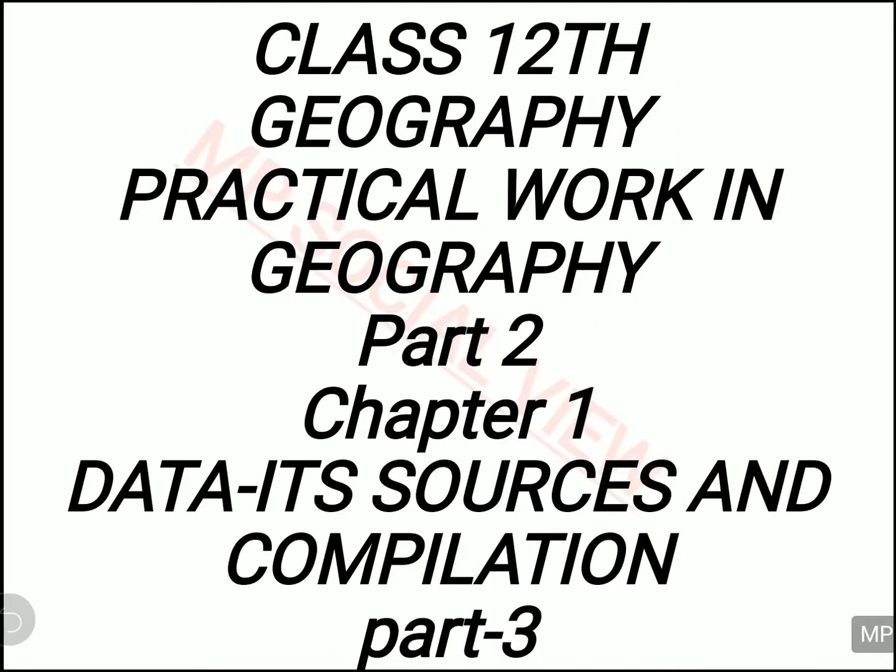Today I am going to take class 12 geography practical work. The book name is Practical Work in Geography Part 2. It is called Part 2 because Part 1 we have discussed in the practical book of class 11. So this is chapter 1 from this book, and the name of the chapter is Data, its Sources and Compilation, and this is part 3 of this first chapter. Earlier in the previous videos we have discussed the first and second part.